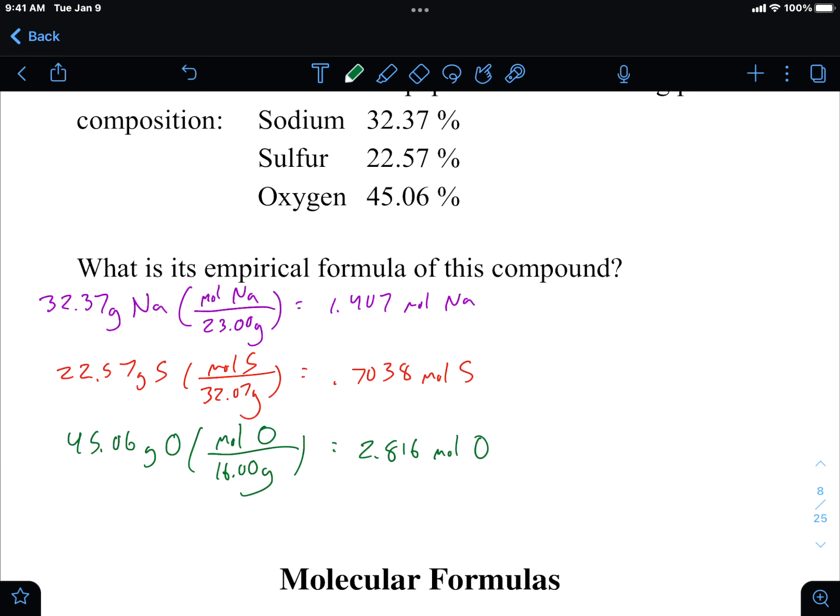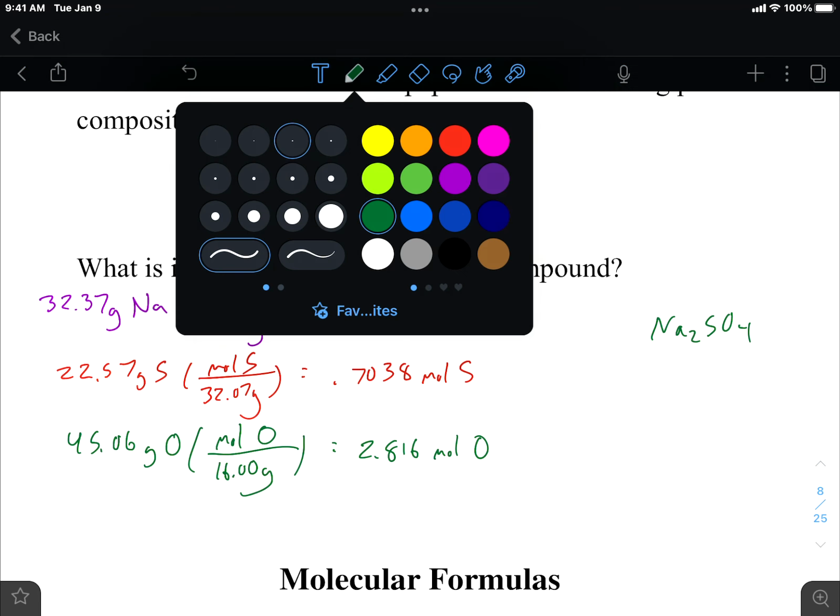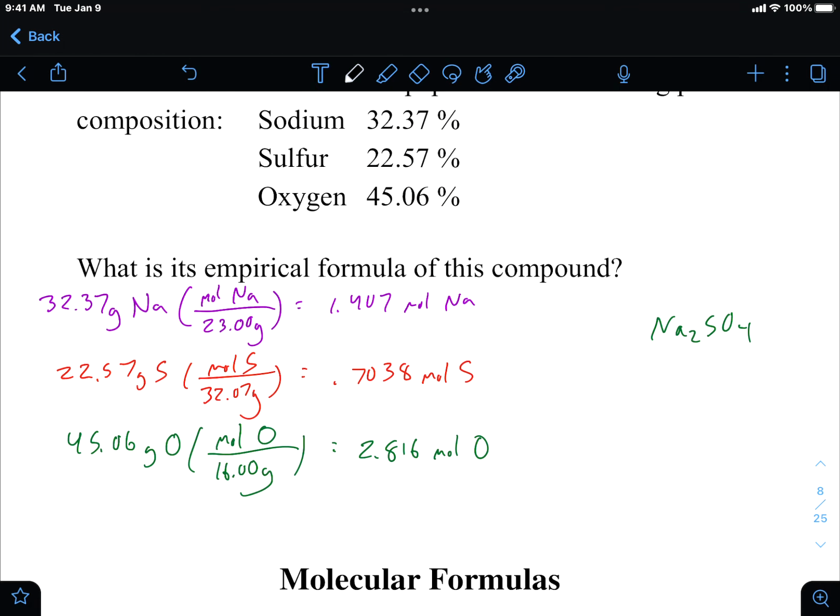What do we think? Who's got it? Nishka, what'd you get? Na2SO4. Good. That's right. So let's walk through this. We have the moles of everything. So we pick this number because this is the smallest. So that number divided by itself, of course, is 1. And then the 1.407 divided by the smallest number will give us 2.